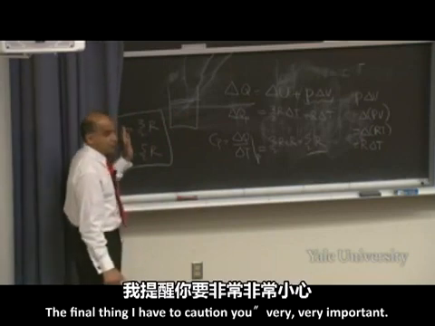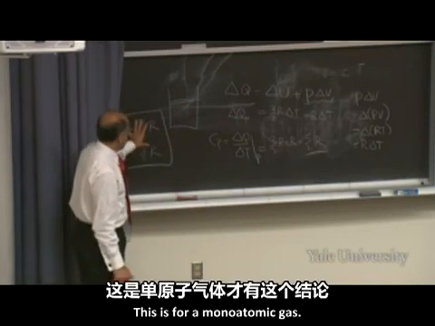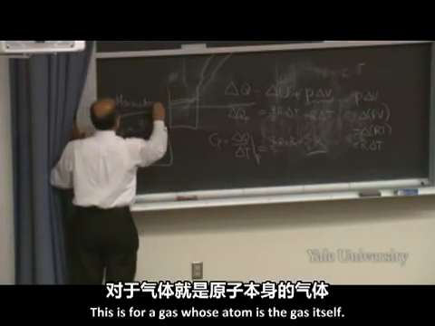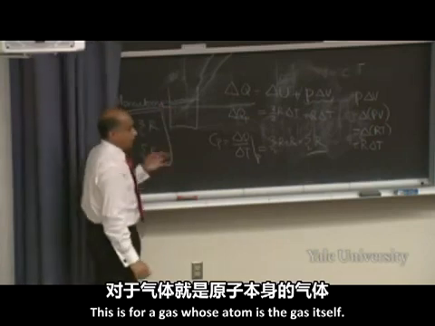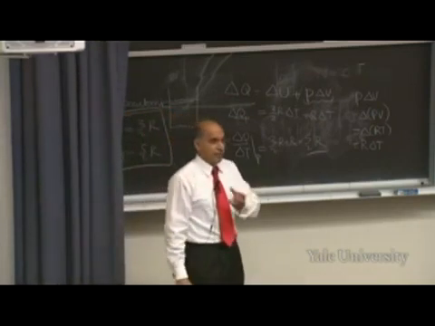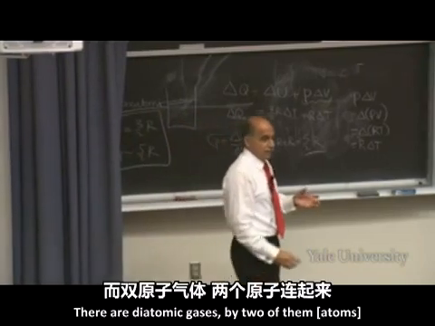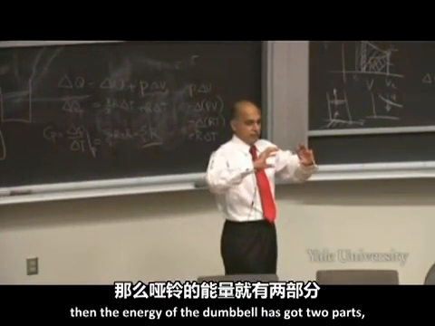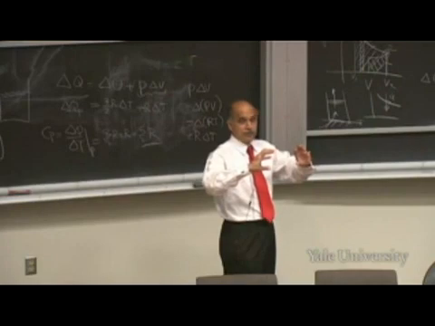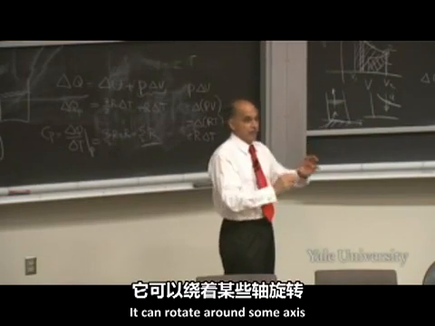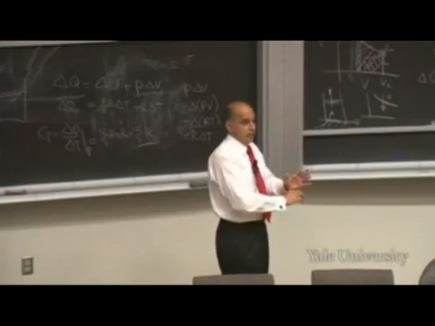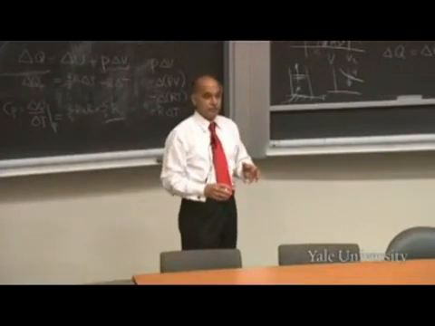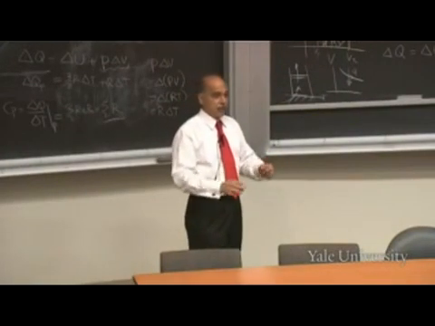Final thing I have to caution you, very, very important. This is for a monoatomic gas. This is for a gas whose atom is the gas itself. It's a point. Its only energy is kinetic energy. There are diatomic gases, where 2 of them join together. They can form a dumbbell or something. Then the energy of the dumbbell has got 2 parts, as you learned long ago. It can rotate around some axis, and it can also move in space. Then the internal energy has also got 2 parts, energy due to motion of the center of mass and energy due to rotation. Some molecules also vibrate. So there are lots of complicated things.